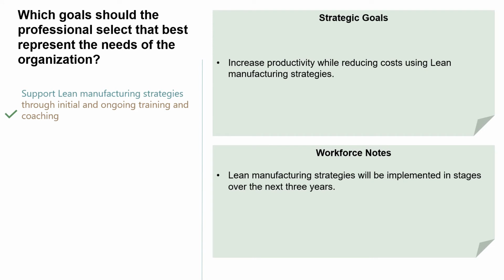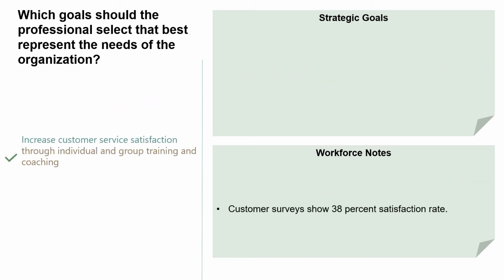The first answer that was correct aligned with the support lean management strategy. So you can see down in the workforce notes it aligned there, and in the strategic goals it's aligned as well. You can pause or go back on any of these, but I will pretty quickly move forward through them since there are 4 of them. In this one, the customer surveys give us a specific measure in the workforce notes. And the strategic goal aligns right with that.